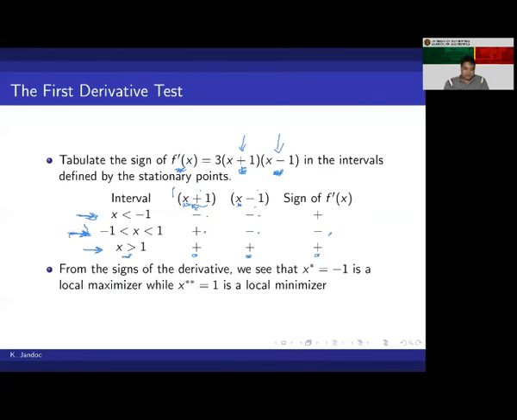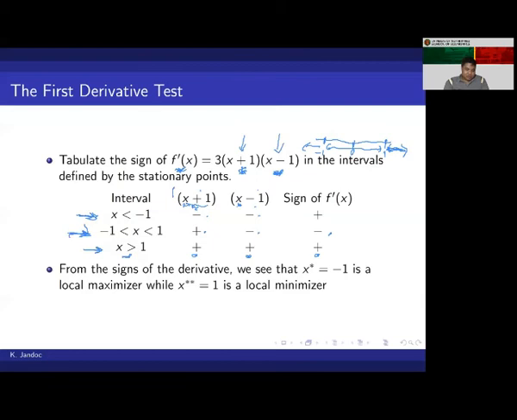Okay, so let's just draw this value for x. So we have this interval: less than negative 1, between negative 1 and positive 1, and greater than positive 1. Okay, so we have this interval.